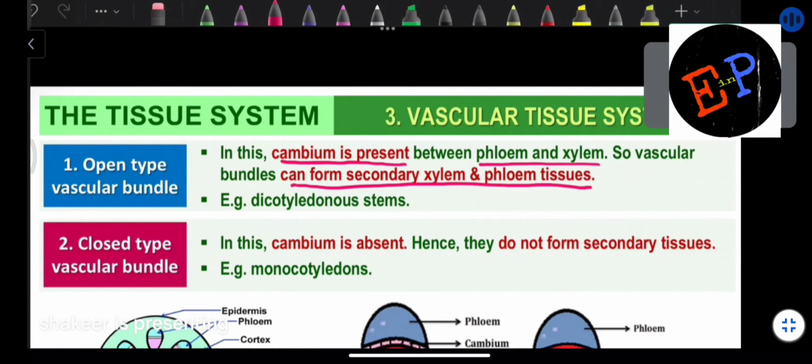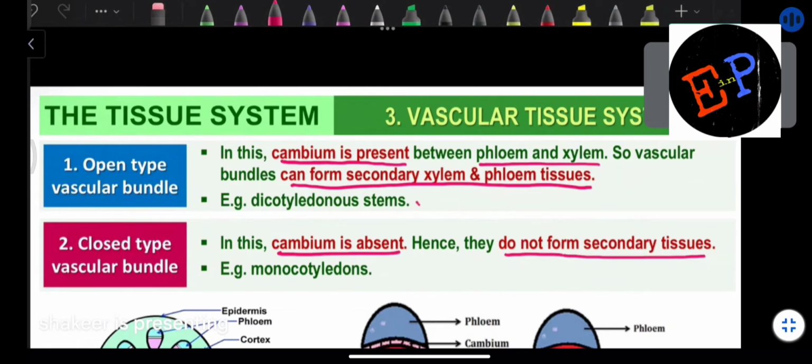Because these cambium cells are there, these cells will differentiate. From these cambium cells only, secondary xylem and secondary phloem will be created. And they are called open type. Then what is meant by closed type? Closed type means cambium is absent. There is no concept of cambium, so here they do not form secondary tissues. Are you able to understand?